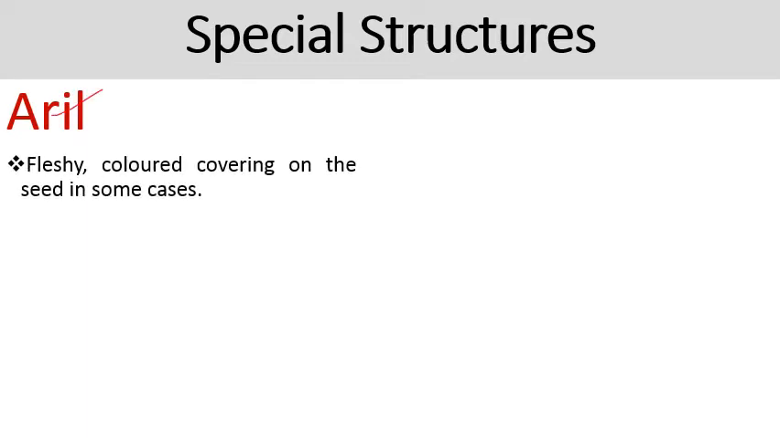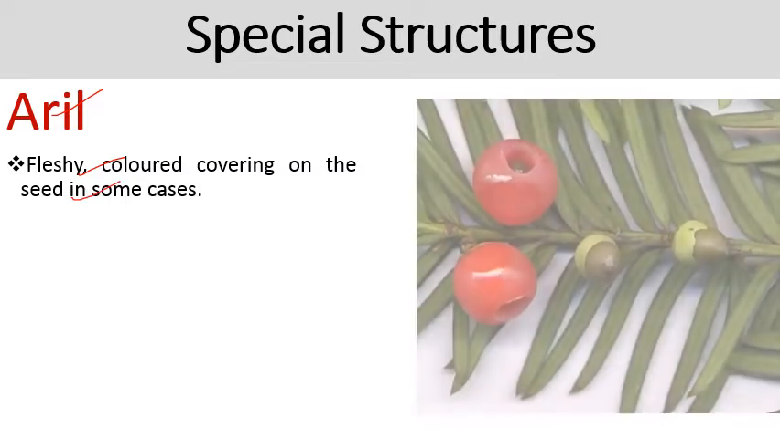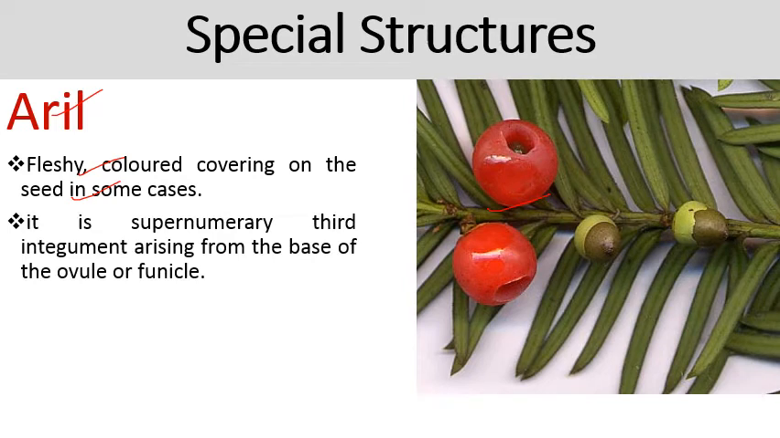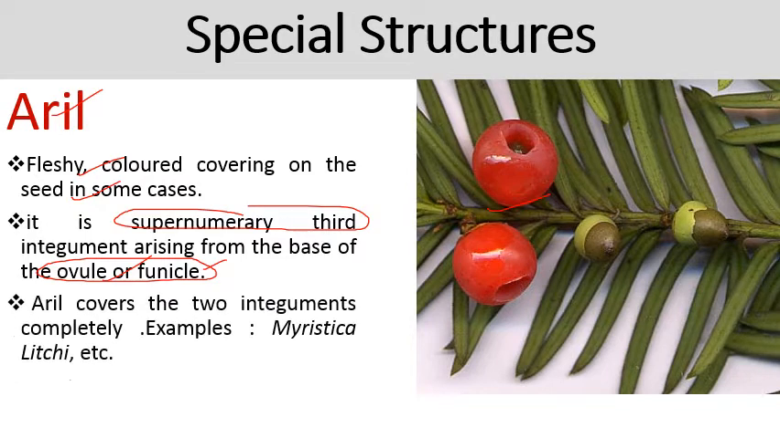Next come some special structures which are associated with the ovule. Firstly, we have aril. So this is the third integument. It is a fleshy colored covering on the seed in some cases. For example, we have Taxus fruit. This is Taxus fruit. It is a supernumerary third integument. तो ये एक supernumerary third integument है rising from the base of the ovule or funicle. जो arise होता है ovule और funicle के base से. Aril covers the two integuments. ये दो जो integuments हैं उन्हें cover करता है.